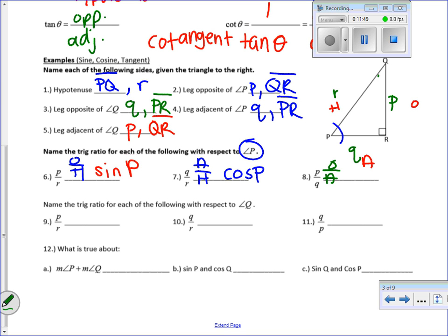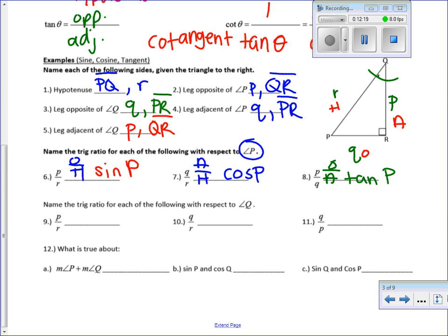What are we doing? What's O over A? Tangent of P. What is different about number 9, 10, and 11? We're looking at angle Q. So I'm no longer looking at angle P. I'm looking at angle Q. And what am I going to do if I'm now looking at angle Q? Switch my opposite and adjacent. Beautiful. So now this is opposite and this is adjacent.